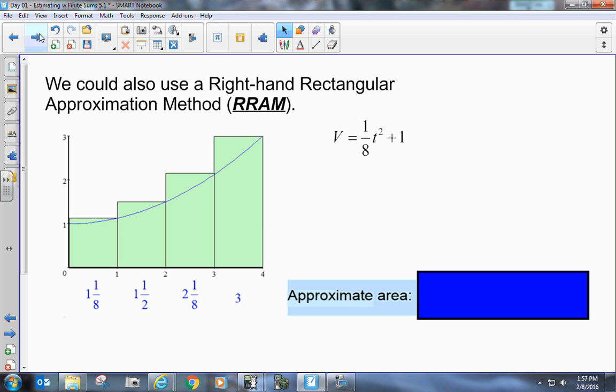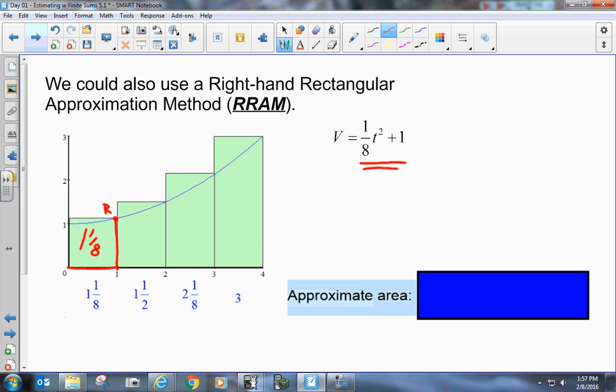All right. We could also use a right-hand rectangular approximation method, which is RAM. So now for each rectangle, the right-hand corner is coming to the line, not the left-hand corner anymore. So for this one right here, it's now in the right-hand corner. So to get the area of this rectangle, guess what? I still use 1. If I look in the table that we just had, what is the value of this equation when t is 1? 1 1/8, right? So this is 1 1/8. Because I'm using the right side now.